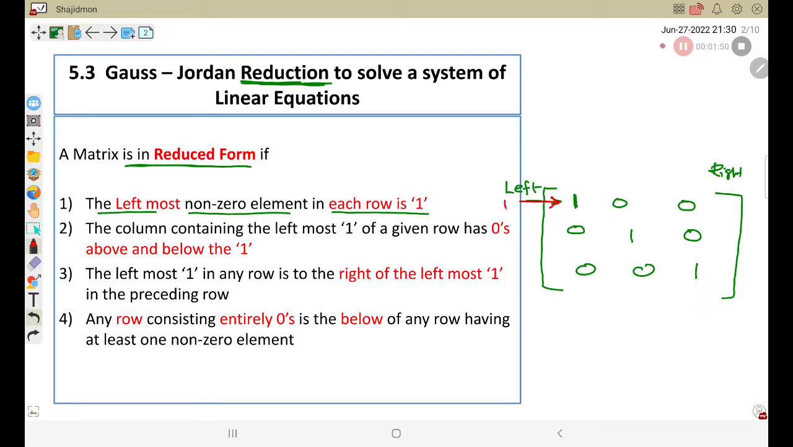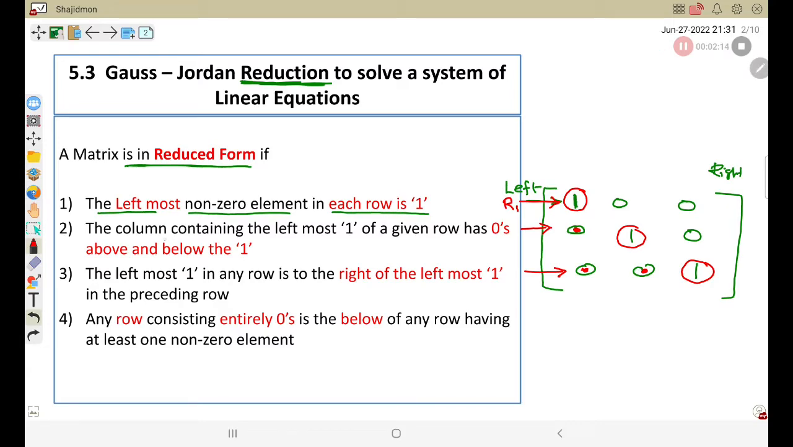See the first row, row number 1. The first non-zero number is 1. Second row, row number 2: the first number is 0, no problem. The non-zero number, other than 0, at the beginning should be 1. See, here it is 1. Third row, here 0, no problem. Here also 0, but the beginning non-zero number should be 1. This is the first condition.